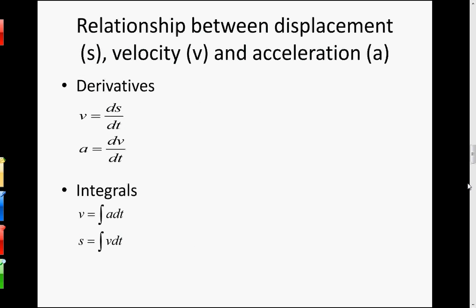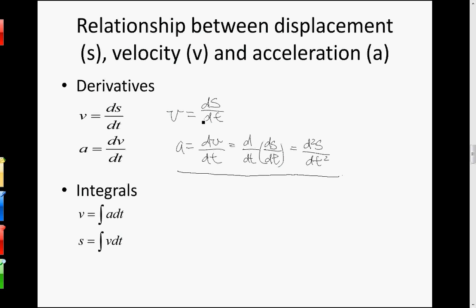Now in the last video, I showed you that the velocity can be expressed as the rate of change of displacement with respect to time, and the acceleration can be expressed as the rate of change of velocity with respect to time. Now v is ds/dt, so I can rewrite this as d/dt of ds/dt. This gives me d²s/dt². So I can also write it in this form. It's an equivalent form.